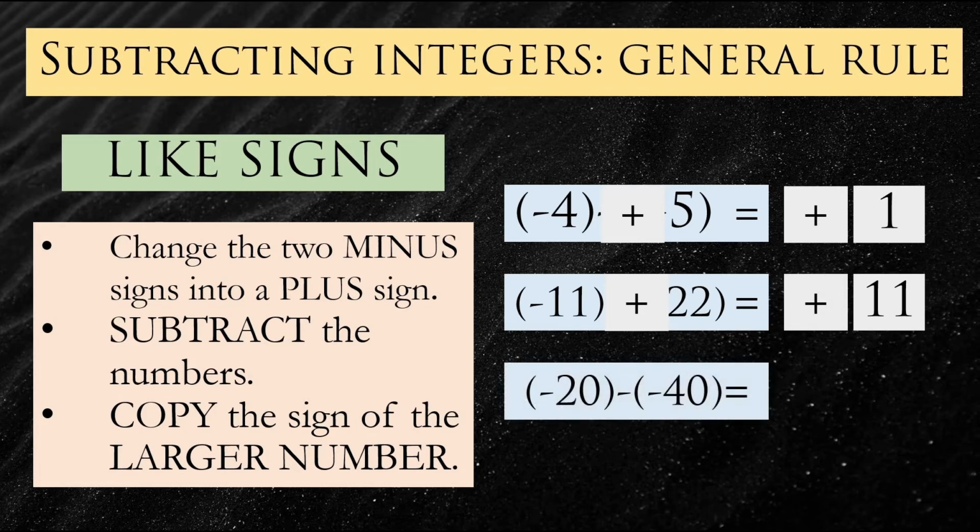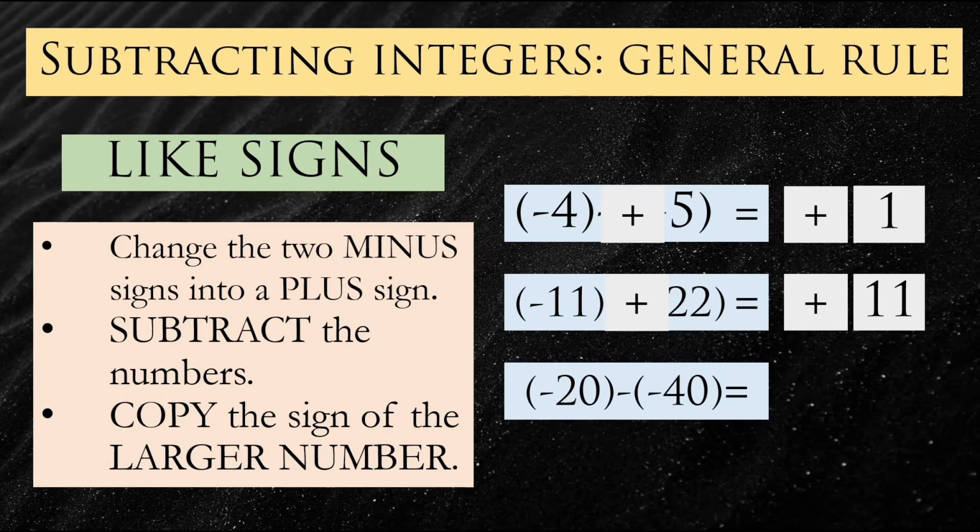Okay, so let's move on. -20 minus -40. So again, you're subtracting -20 and -40. So what are we going to do next? You can see the minus sign and then the negative sign before number 40.